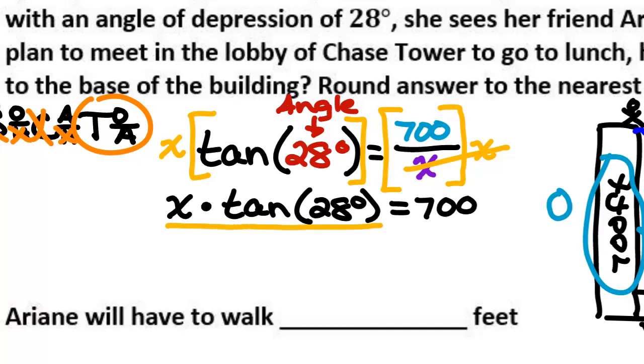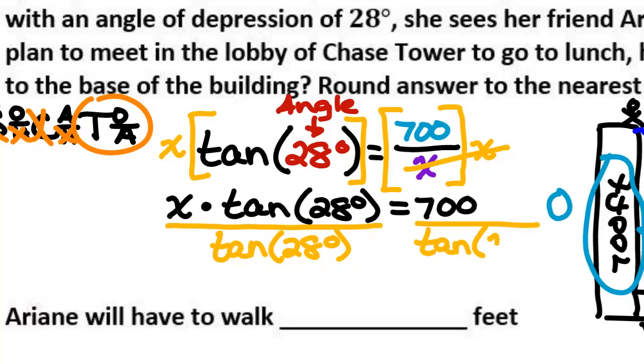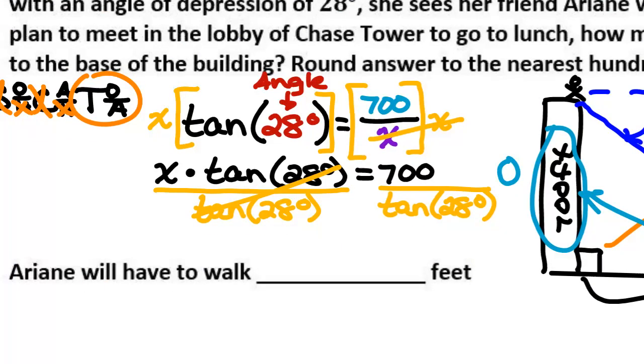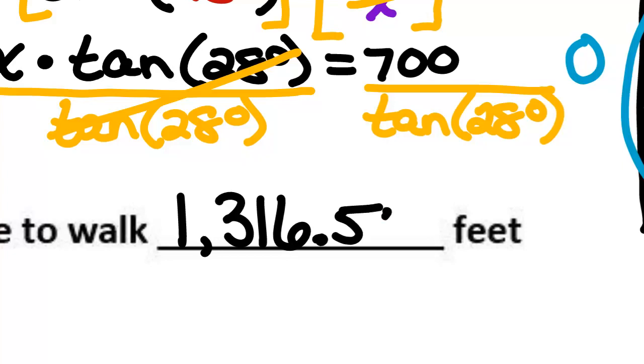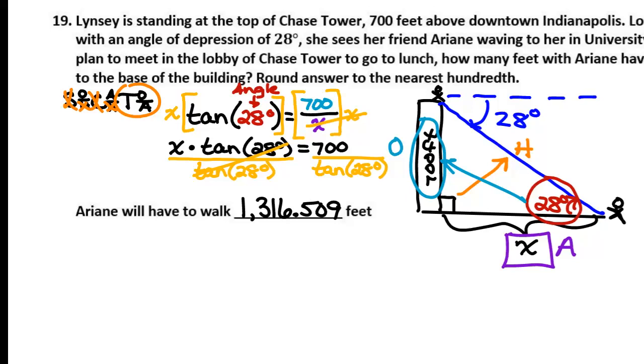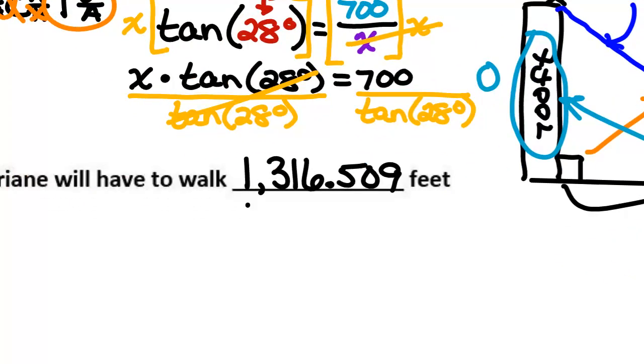And then to get the x all by itself, we're going to divide both sides by the tangent of 28 degrees. 700 divided by the tangent of 28 degrees gives me 1,316.509 feet when I round it out to 3 places. The directions said to round to the nearest hundredth. So if you had 1316.51, that would also work.